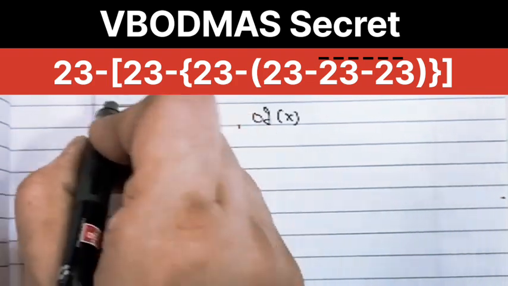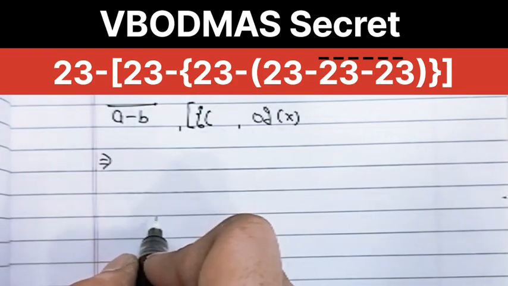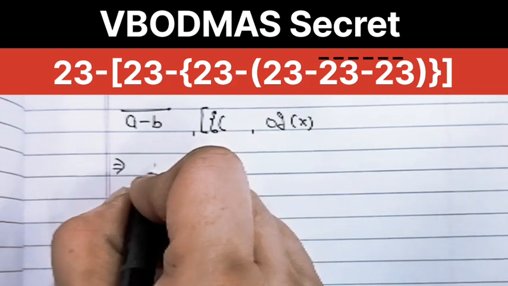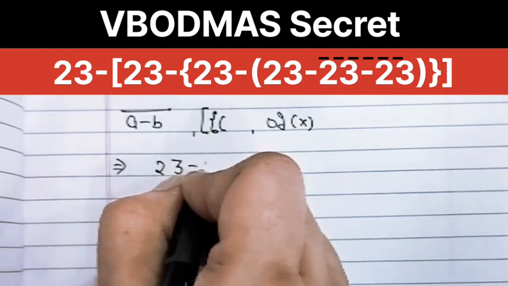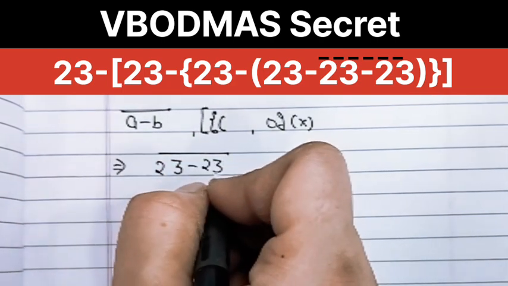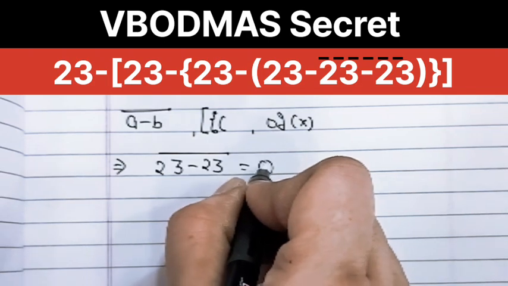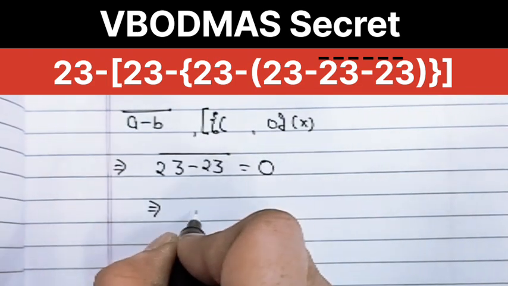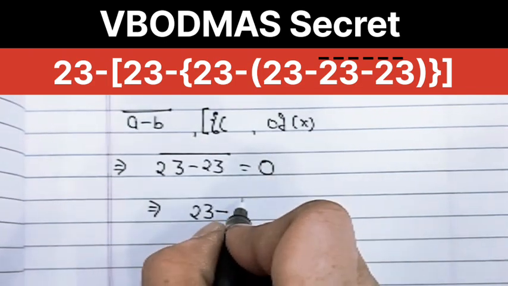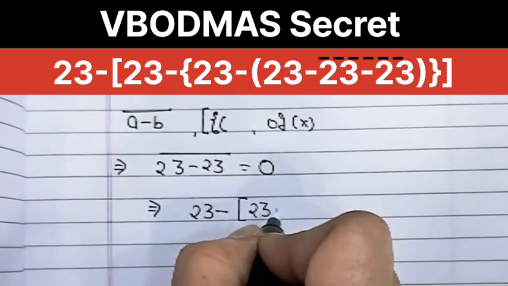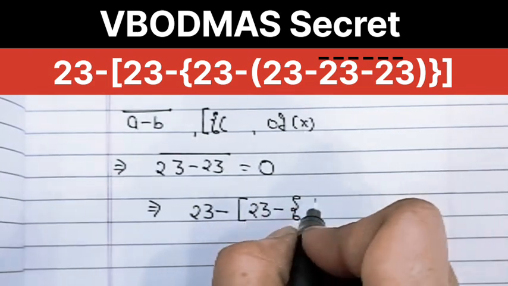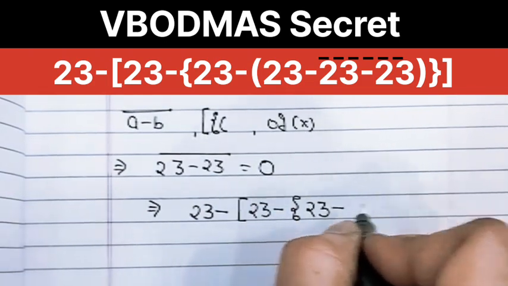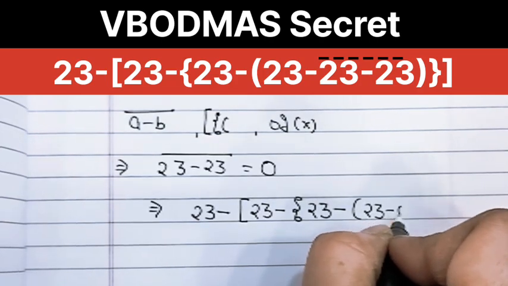Now we'll break down this expression with a step-by-step solution. Solve for the vinculum bar. So the bar is 23 minus 23. There is a bar, so it equals 0. Now the expression becomes 23 minus square bracket 23 minus curly braces 23 and then minus 23 minus 0.